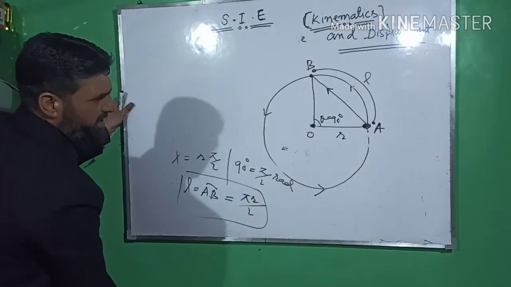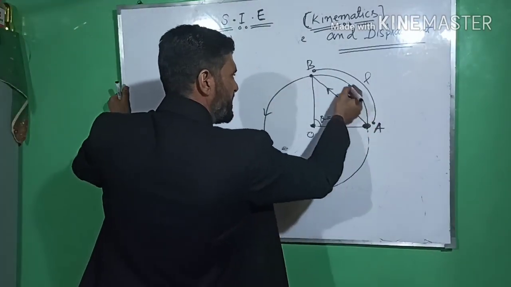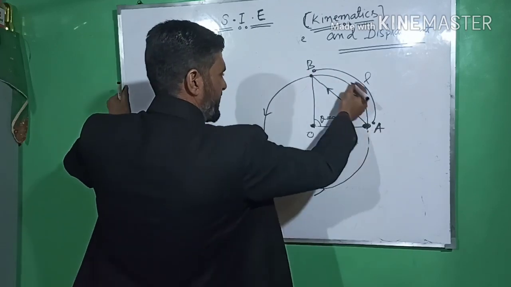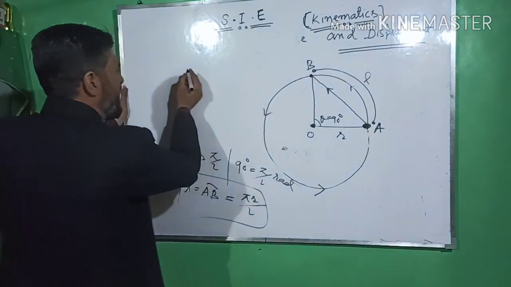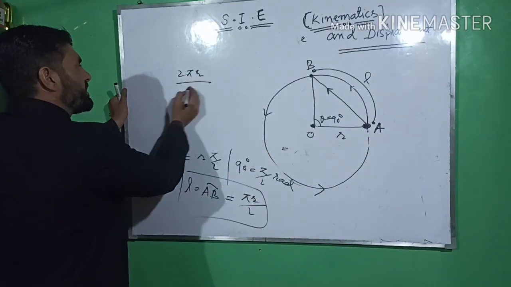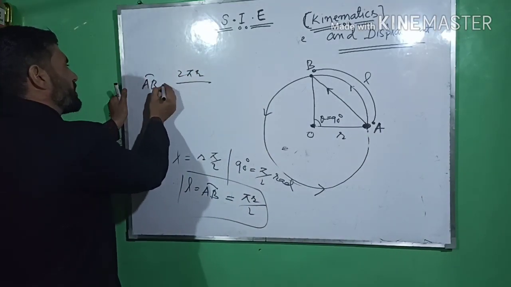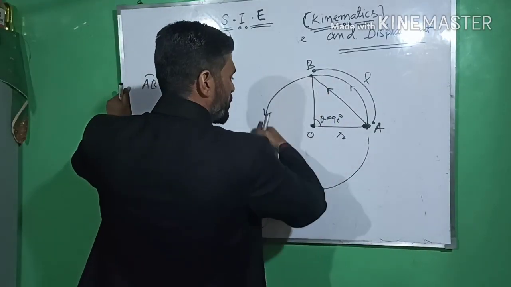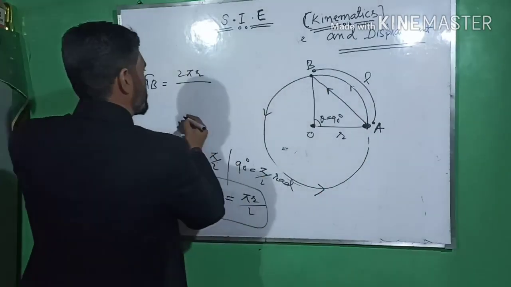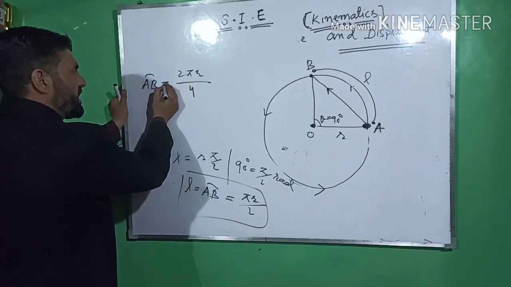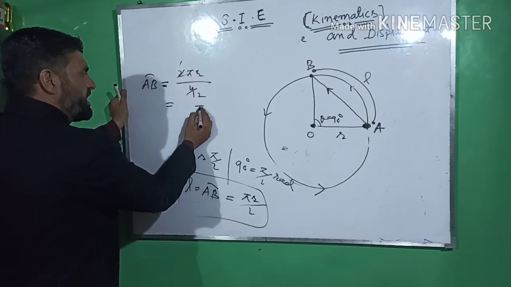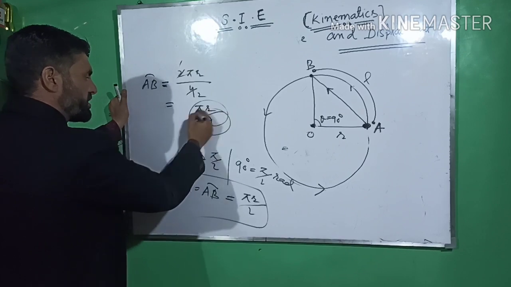I can calculate this by another method also. It depends upon you. If the total length of the circle, that is the circumference, is 2 pi R, then the length of the arc AB is one-fourth of the circumference of the circle, so I can divide by 4. That is another way to find this. 2 ones are 2, 2 twos are 4, so I am writing pi R by 2. Hope you have got this point.